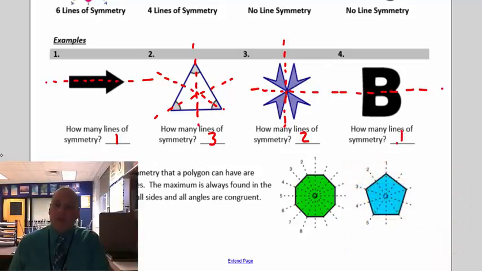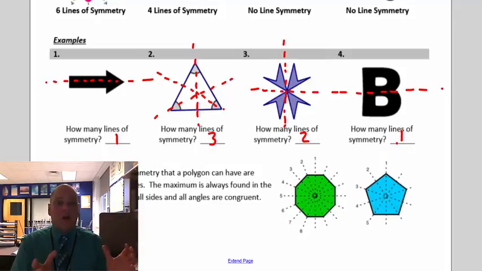All right? The maximum lines of symmetry a polygon can have is the number of sides. So here's 2 examples. I gave an octagon and a pentagon. Okay? So the octagon has 8 sides. Guess what? 8 lines of symmetry. The pentagon has 5 sides. 5 lines of symmetry. That's only going to happen when they're regular, regular meaning all sides are equal length. If you have regular polygons, you will have that max. So a regular pentagon will have 5. A regular hexagon is going to have 6. A regular octagon has 8.